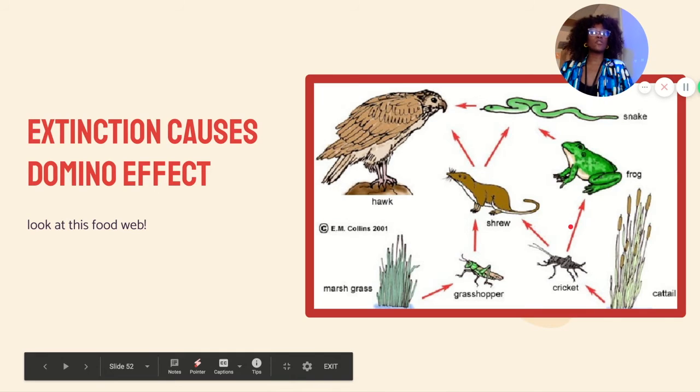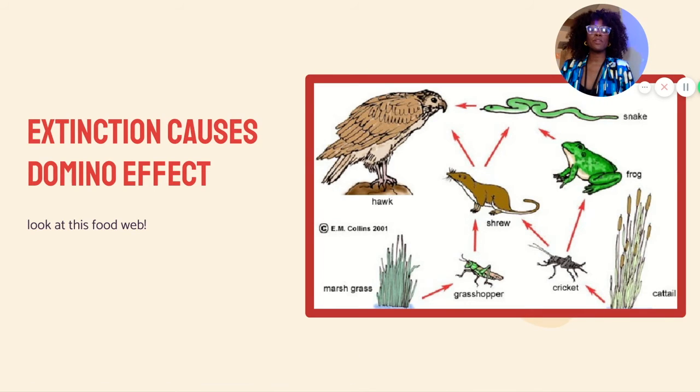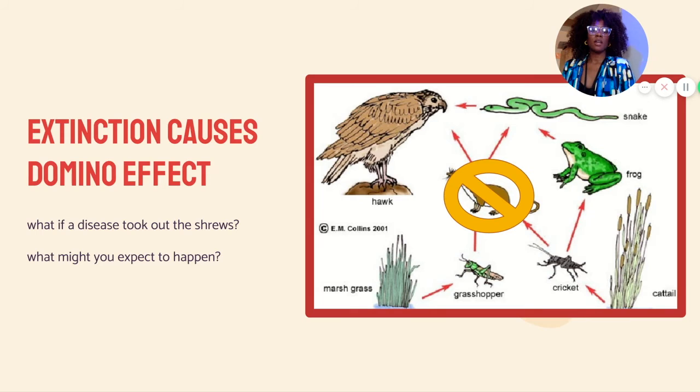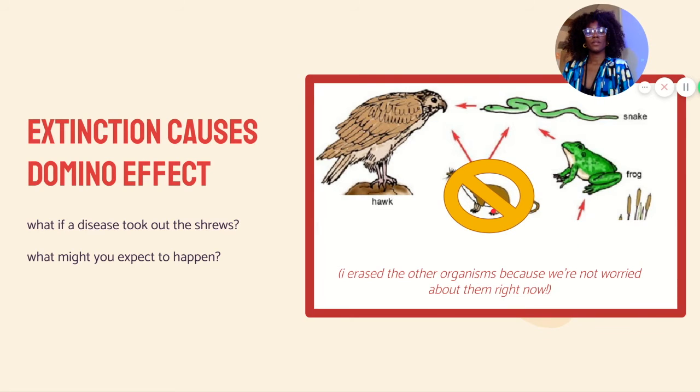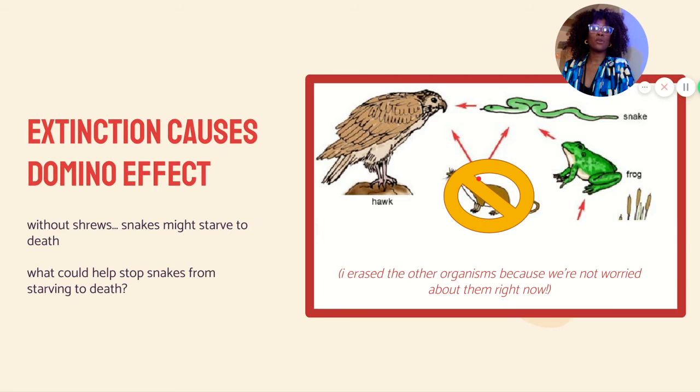Okay, so let's look at this food web right here. We're going to recap the domino effect. So if shrews were killed off, what might you expect to happen? Okay, so I went ahead and erased the other organisms because we're not worried about them. All right, so without shrews. So shrews give their energy to the hawk, and it gives its energy to the snake. And I know that because I see the arrow pointing towards them.